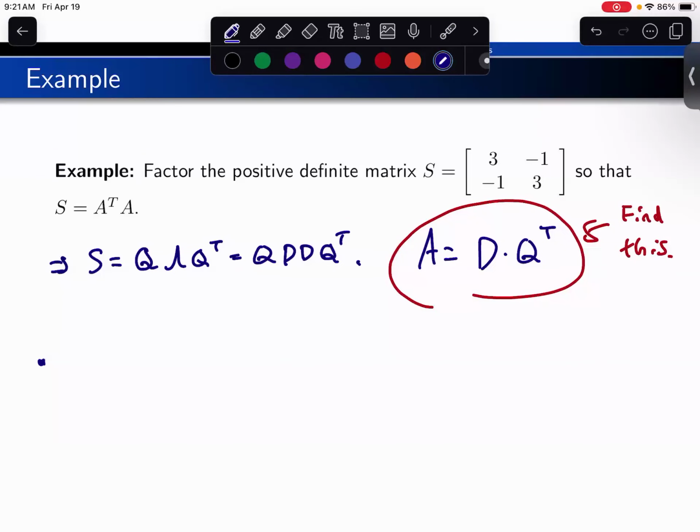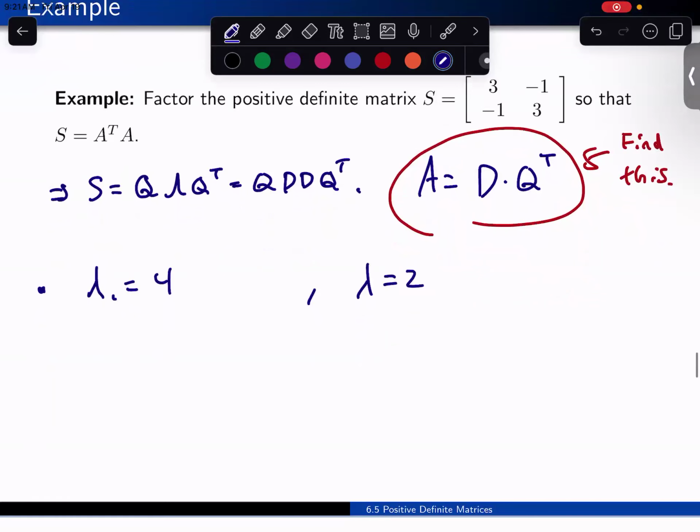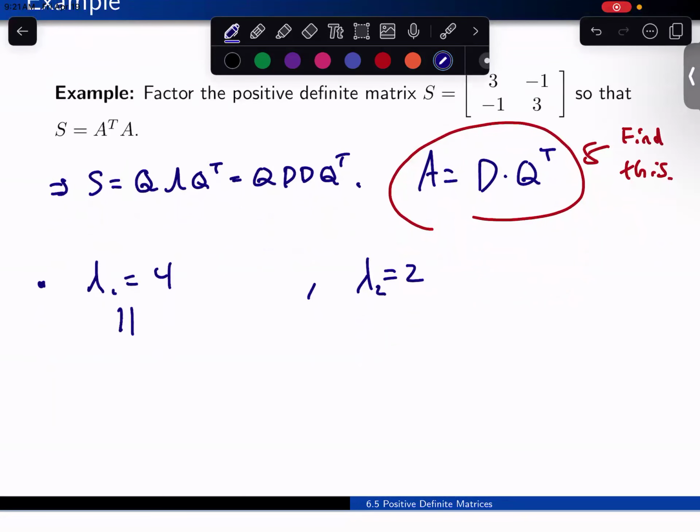Okay. In the interest of time, I'm going to do a couple of shortcuts. I'm just going to tell you what the eigenvalues and eigenvectors are. So lambda 1 is equal to 4 is one of the eigenvalues. And then lambda 2 is equal to 2 is the other eigenvalue. The corresponding eigenvector to lambda 1 ends up being v1 is equal to minus 1, 1. The corresponding eigenvector to lambda 2 ends up being v2 equal to 1, 1.